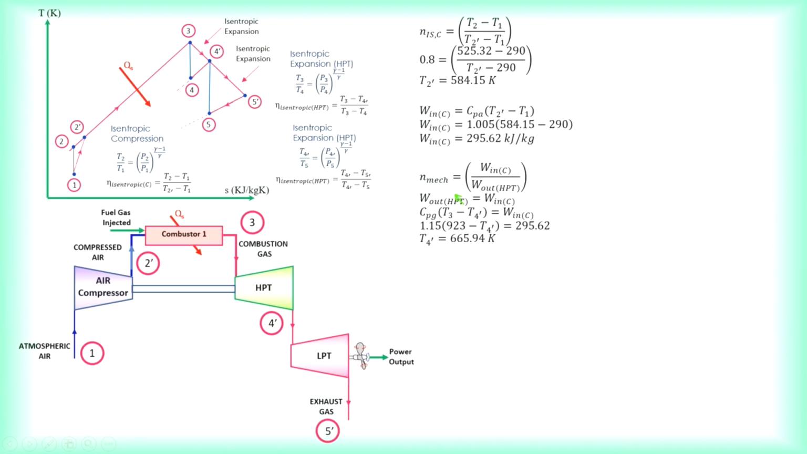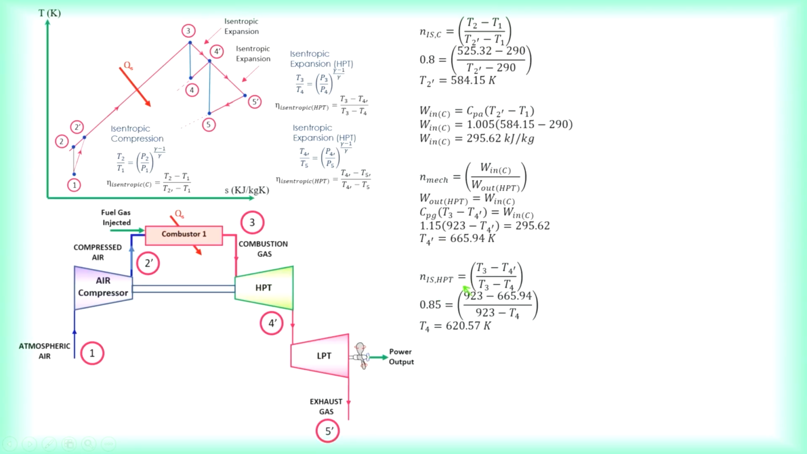And then the work output of the high pressure turbine equals the work input of the compressor. So you take the work output of the high pressure turbine multiplied by mechanical efficiency equals the work in of the compressor. Did the question give us any mechanical efficiency? I think no. If they have not given it, we consider the mechanical efficiency 100%, that means 1. So 1 times work out equals the work in, and you will be able to find T4 prime, which is this temperature here.